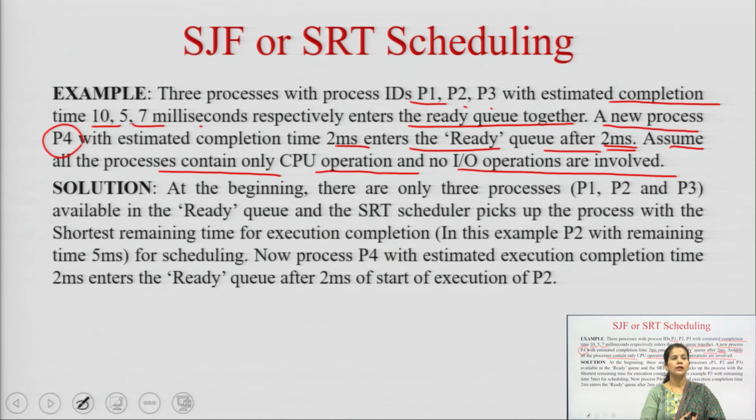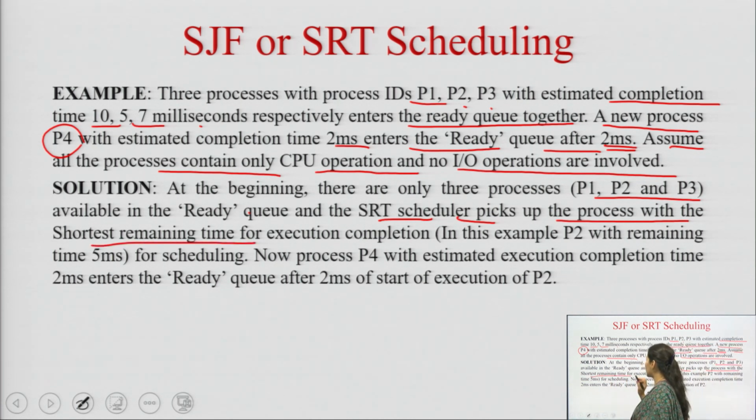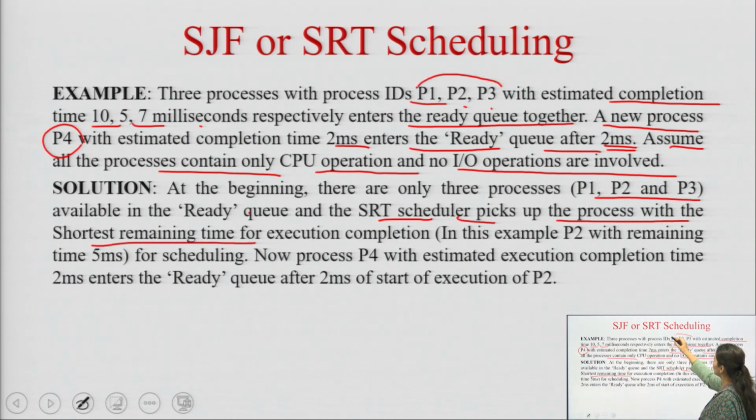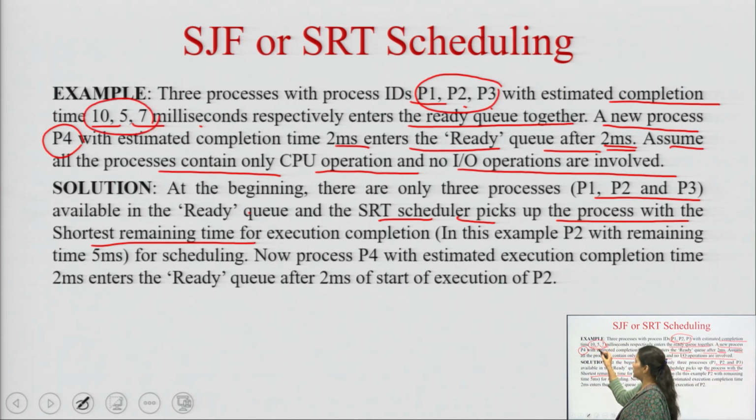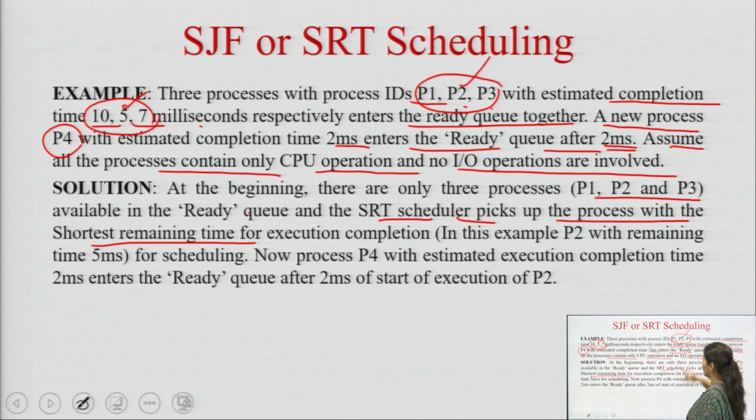What are they asking? They are asking the average execution time and the turnaround time. Let us see. At the beginning, there are only 3 processes, that is P1, P2 and P3 available in the ready queue, and the SRT, that is the shortest job first scheduling algorithm picks up the process with the shortest remaining time. Okay. So, in these tasks P1, P2 and P3, which task is having the shortest execution time? This middle one, that is the P2. So, obviously, the P2 will be chosen for the execution.